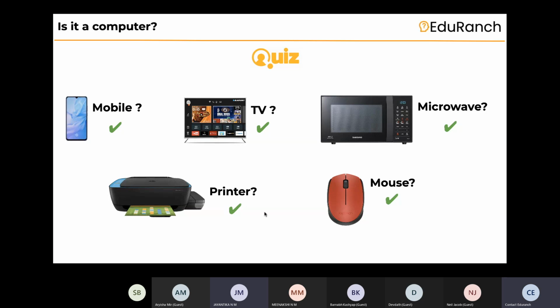Excellent. And similarly, mouse is also a computer. So why are all of them computers? You have not seen a laptop or a desktop, and still all of them are computers, right? Because all of them are doing something for you.